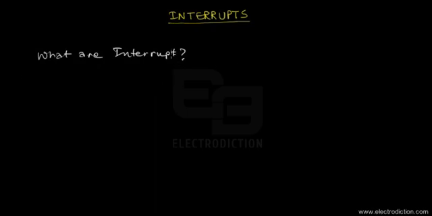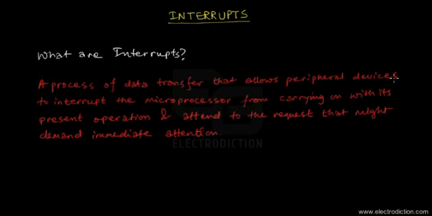By the book, we can define interrupts as a process of data transfer that allows peripheral devices to interrupt the microprocessor from carrying on with its present operation and attend to the request that the peripheral device sent. The microprocessor stops its present operation and attends to the request sent by the peripheral device. Now this request might demand immediate attention. This part is the most important.